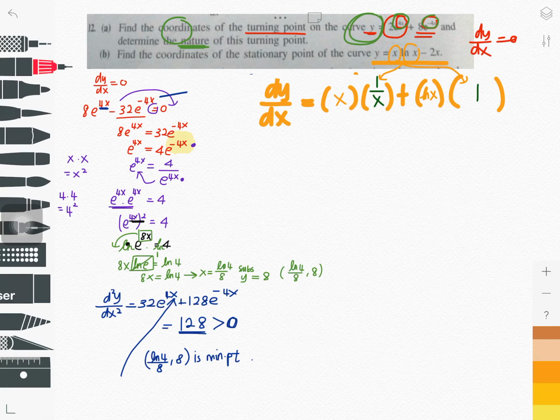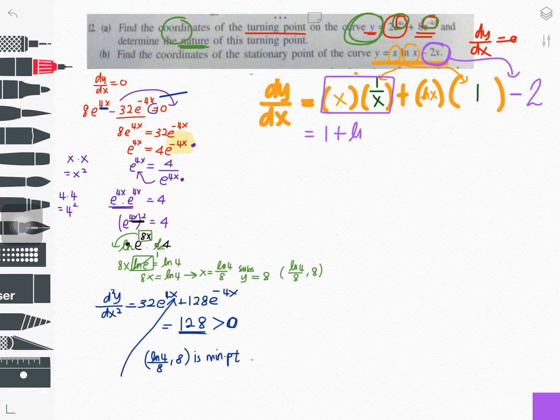What is one thing we haven't done? Can you see that you have this at the back here? You differentiate minus 2x. What is your answer? Minus 2. I got my dy/dx. Let me simplify. This one will give you 1 plus ln x minus 2. The number and number you can bring together. So it's ln x minus 1. At the stationary point, what happens? dy/dx equal to 0. Equate this to 0.